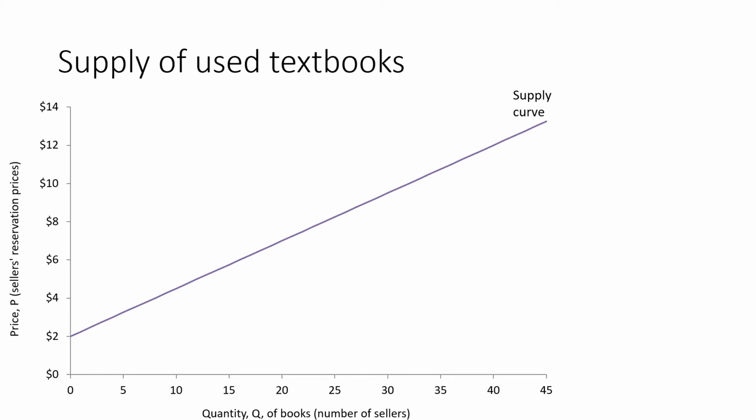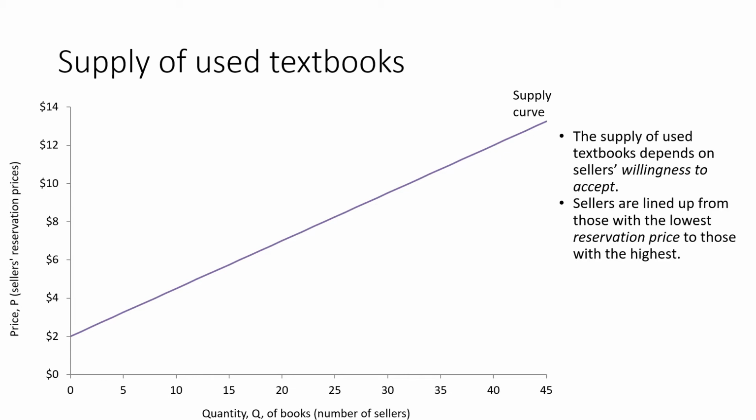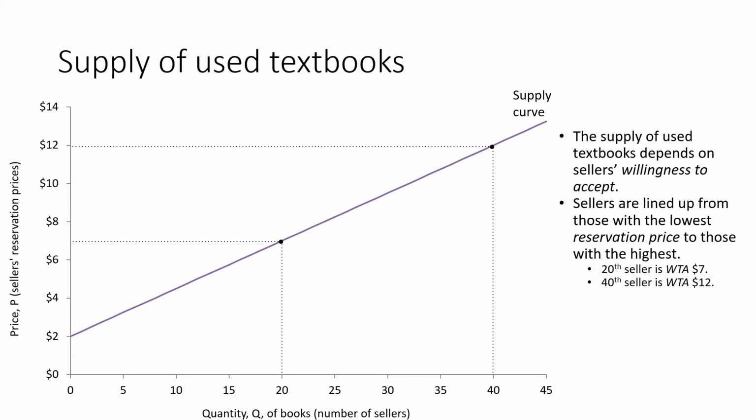We can use the same method to think about the supply of used textbooks. The supply of used textbooks depends on sellers' willingness to accept. Sellers are lined up from those with the lowest reservation price to those with the highest, in the same way that demand curves line them up from those who are willing to pay the most to those who are willing to pay the least. The 20th seller, for example, in this supply curve, is willing to accept $7 for their textbook. The 40th seller, meanwhile, would need a full $12 to sell their textbook.